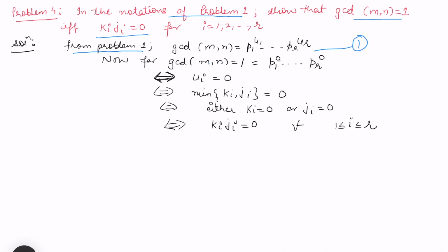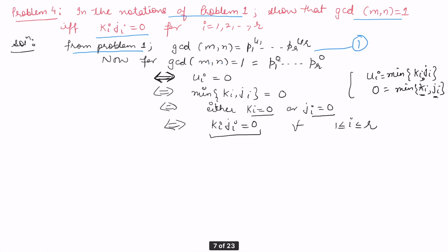If Ui's are equal to 0, by definition, what was Ui? Ui was the minimum of Ki and Ji. This was the minimum of these two, and this quantity is 0. This means the minimum of Ki and Ji is 0. Okay. So now we don't know which is the minimum, either Ki or Ji. So we get this condition: either Ki is 0 or Ji is 0. So whichever is 0, the product has to be 0.